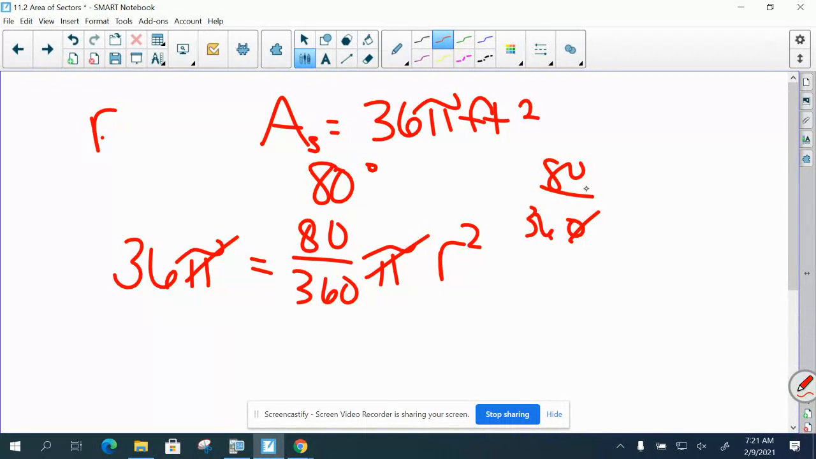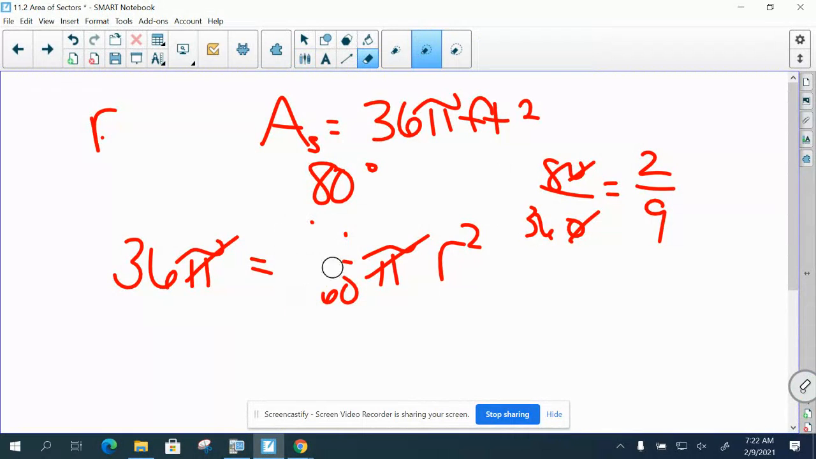First of all, you can cancel zeros. Second of all, is 36 divisible by 8? I don't think so. So they're both divisible by 4. That would be 2/9. So I'm going to go ahead and erase this, because I really should have written the simplified fraction first anyways. So this is 2/9.